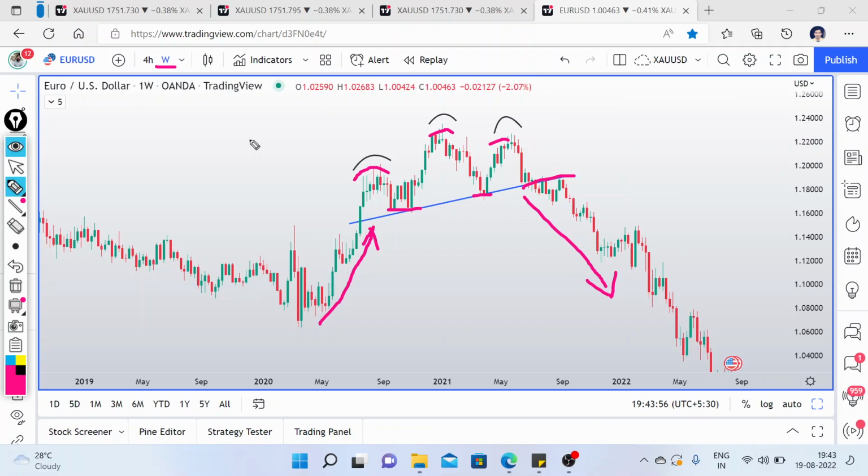So this is all about this pattern, and this is a very rare formation, so I shared it with you. We will discuss more about price action and more patterns in the next video.